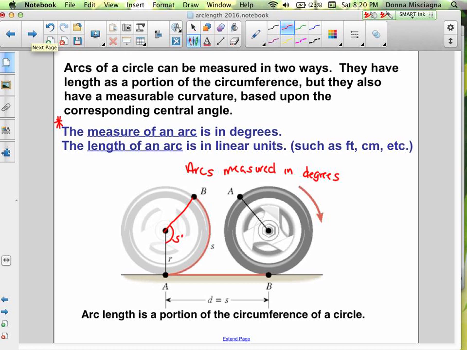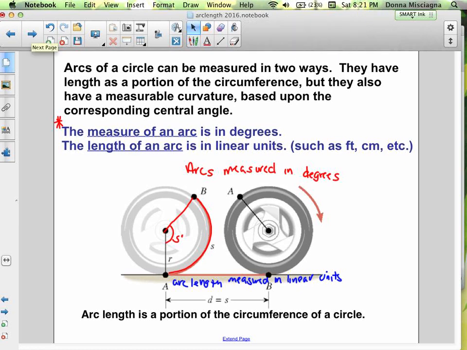But what if I were to just take some ink on the outside of the circle, this happens to be a tire, and just roll that tire. That tire would make a mark, just like you see. This would be arc length measured in linear units. So it's like we took the arc and we flattened it out and we measured how long it is.